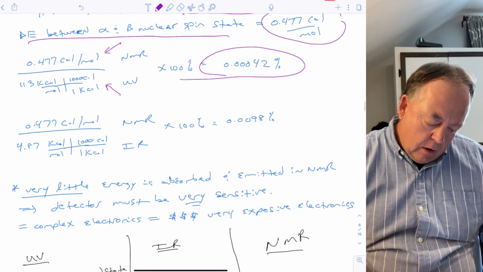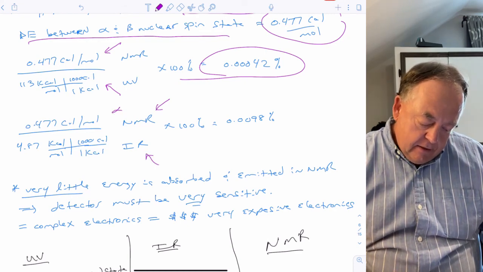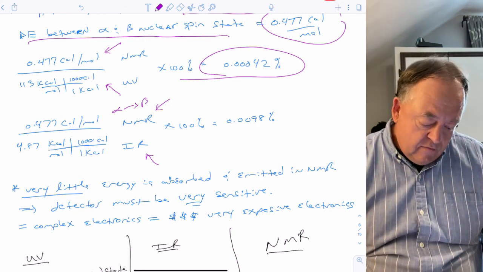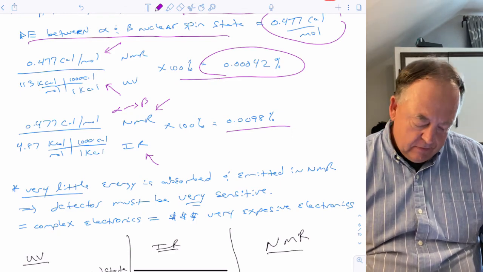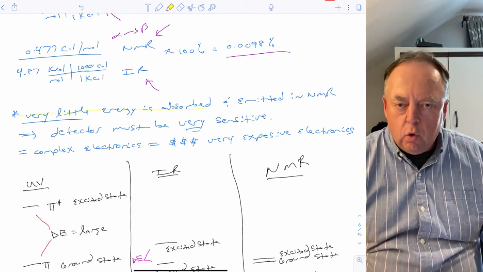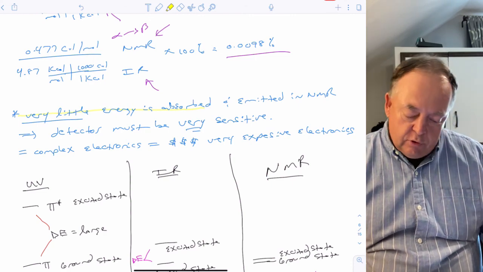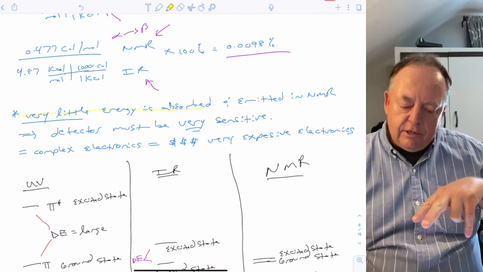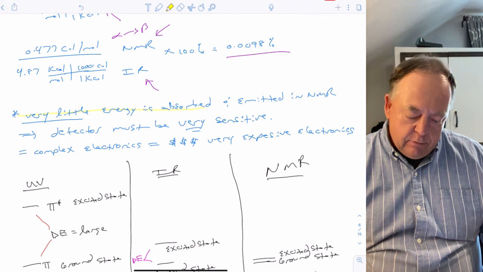Or comparing NMR to IR, to flip between the alpha and beta state versus cause the bonds to start vibrating only requires about 0.01% as much energy. So the basic point is, in NMR, very little energy is absorbed to cause the molecule to do a nuclear spin flip. It's either absorbed, or when the molecule relaxes back to the ground state, it's emitted, which is actually what's measured. So only very little energy is being absorbed or emitted.